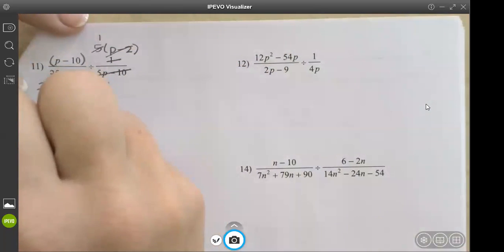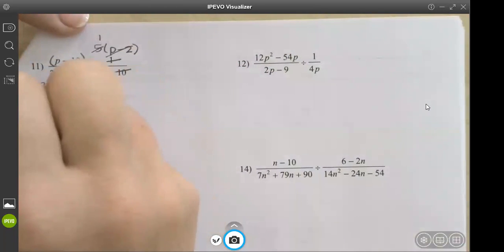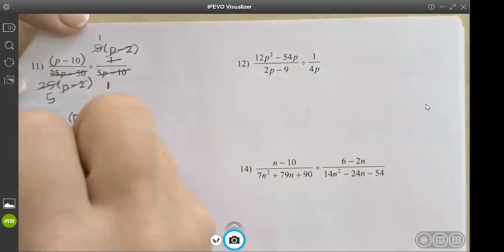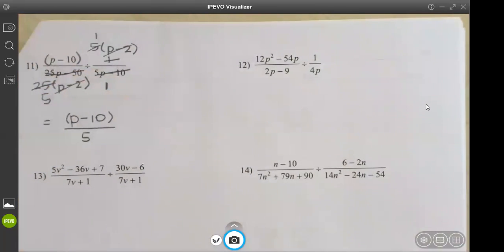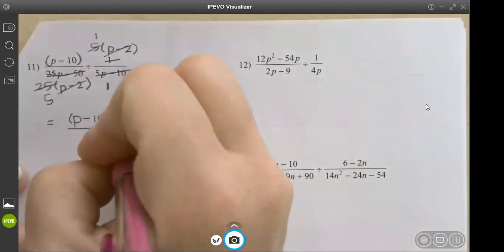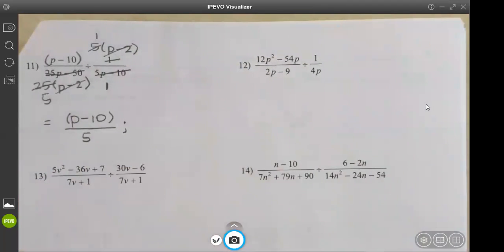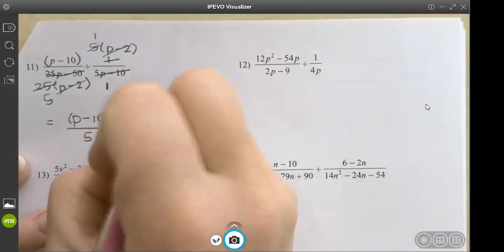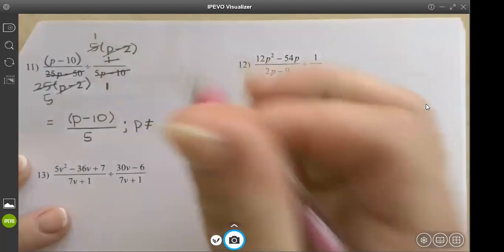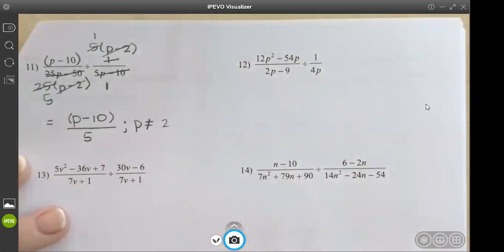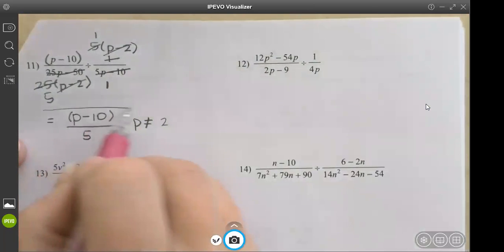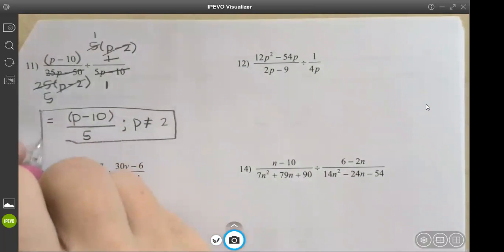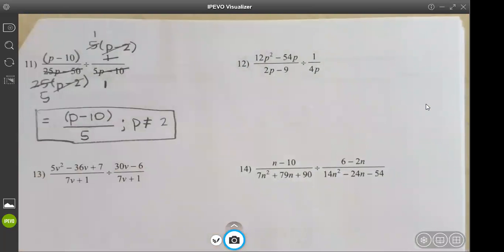So on the top, the only thing I have is p minus 10. On the bottom, the only thing I have is 5 times 1 or 5. You can't reduce anything else. That p minus 10 has to stay together. The only way it'll reduce is if there's another p minus 10. That's why I keep them in parentheses. I have some points of discontinuity. I marked out a p minus 2, so p equals 2. I don't have anything left in the denominator. So this is as good as it gets. That's it.